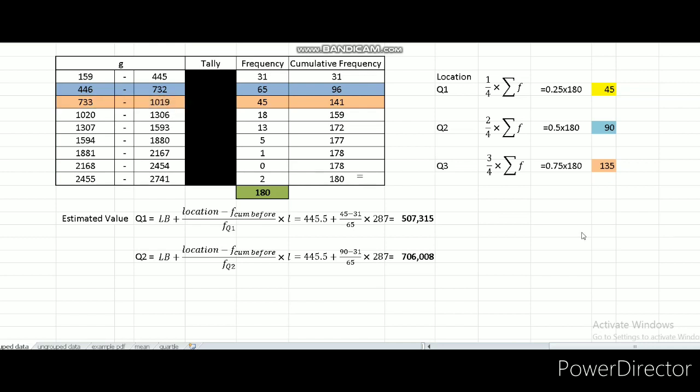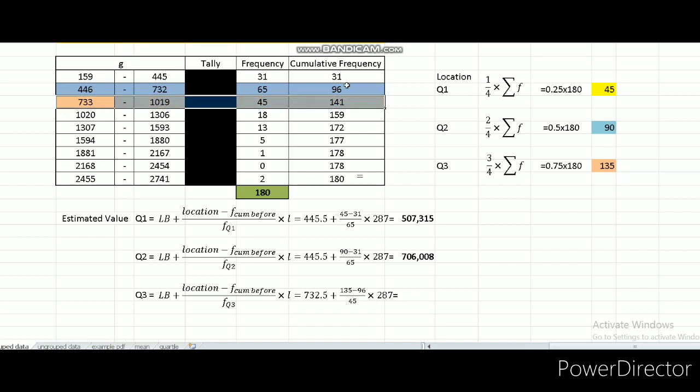The estimated value of your third quartile will use the same formula as before, but the data will be completely different since we use a different group here. The lower border will be 733 minus 0.5, which is 732.5. The location of your third quartile will be 135. And the cumulative frequency before that group is 96. This is the group of your third quartile.